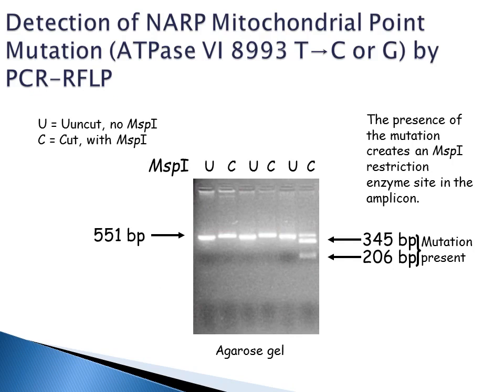In this slide, we're showing the detection of the NARP disease, which is caused by a mitochondrial point mutation, and we're detecting it through PCR RFLP. If you have the point mutation, a T to either a C or a G at position 8993 in the ATPase6 mitochondrial gene, the mutation is going to create an MspI restriction enzyme site. So you're going to get an extra band once you do your PCR and cut with MspI if the mutation is present.